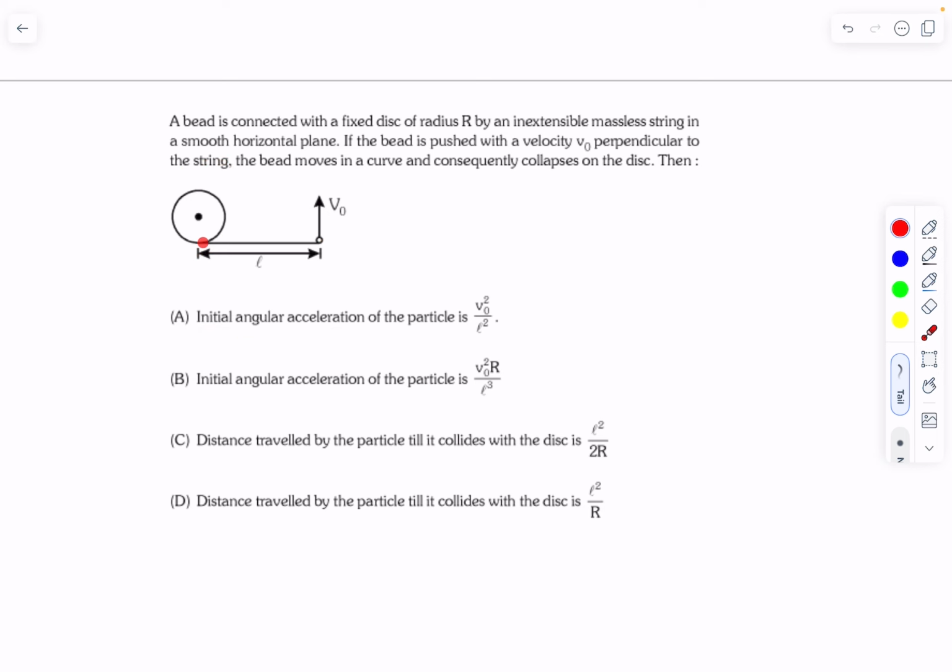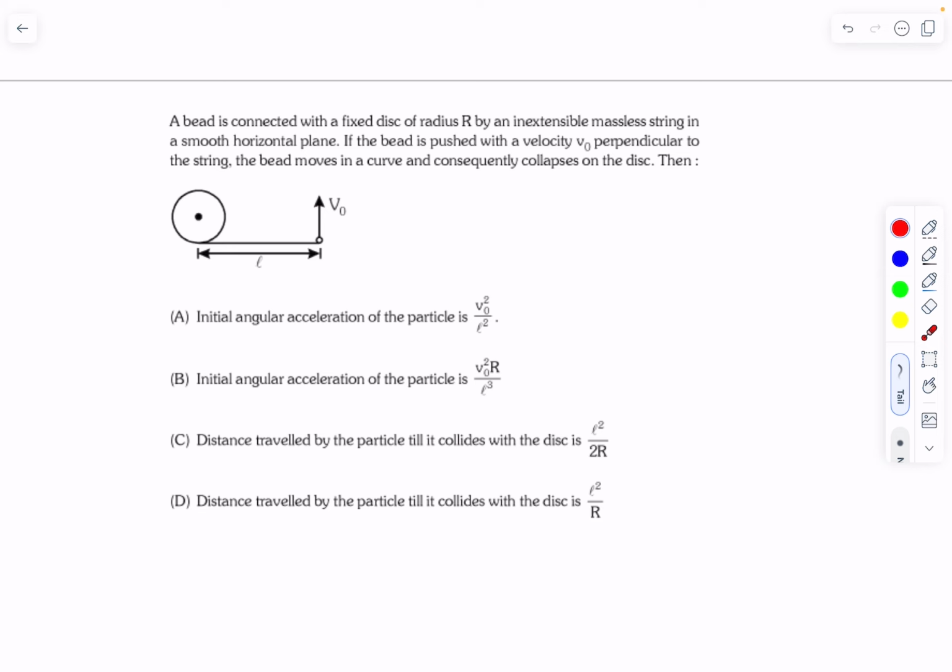Okay, so what they're asking is, let's say after some time the particle is over here, right? So if I draw a tangent, we can see that the string has swept out some angle theta. So they're asking the double rate of change of that angle theta. Okay, so that's the angular acceleration that they're talking about. And we also have to comment on the distance traveled by the particle.